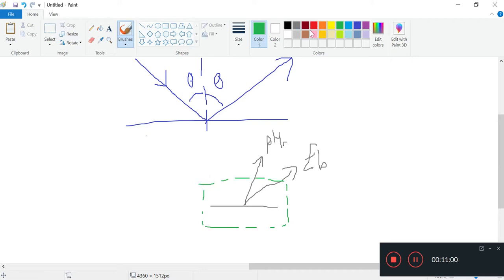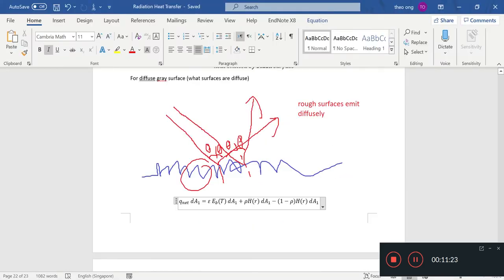The total amount of energy entering this control volume will be HR. So whether it's reflected or emitted doesn't really matter. The amount of energy being received is HR. So this is what's going in, this is what's going out. Don't worry about the reflections or any other kind of thing. So this has to just be as such.